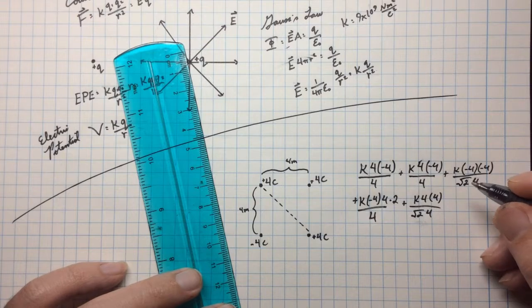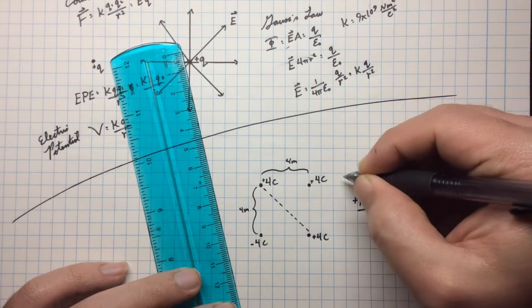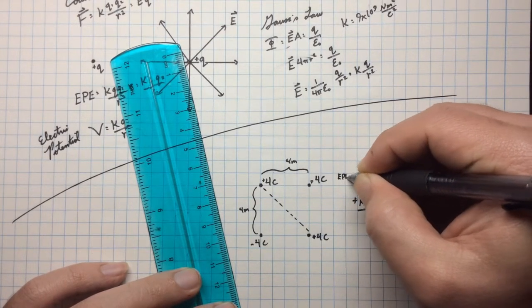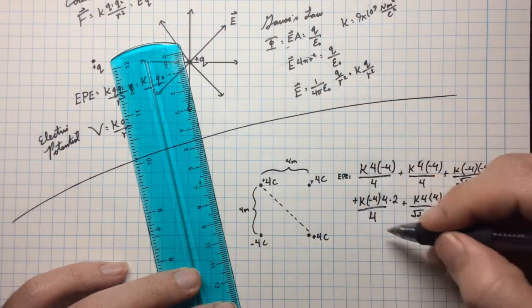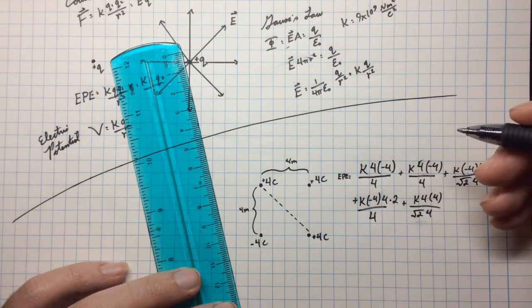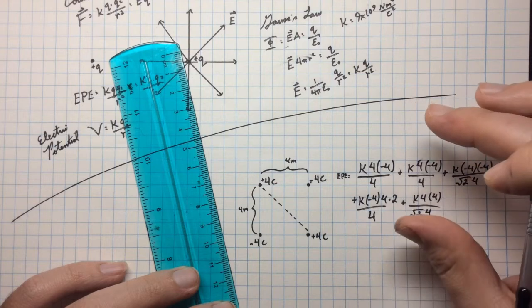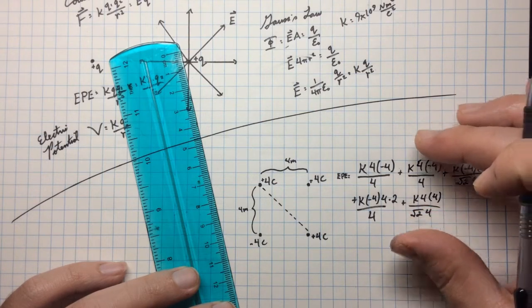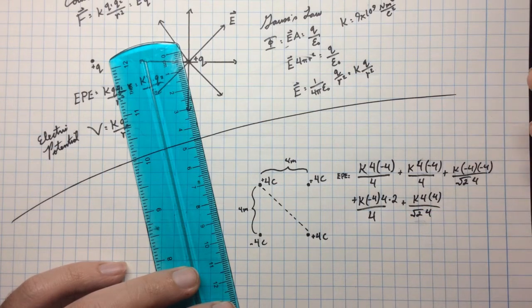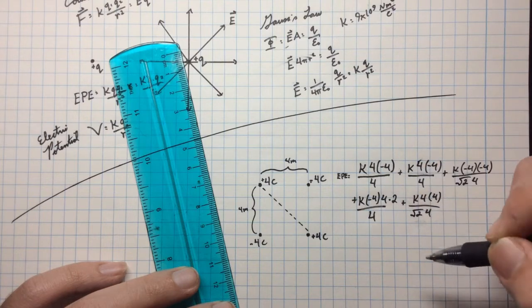And yeah, that's the total. So this would be the amount of electric potential energy that I would need to create this system. And you're like, that's weird. But what's great about electric potential energy is that energy is a scalar, so you don't care about direction. All you really care about are signs.